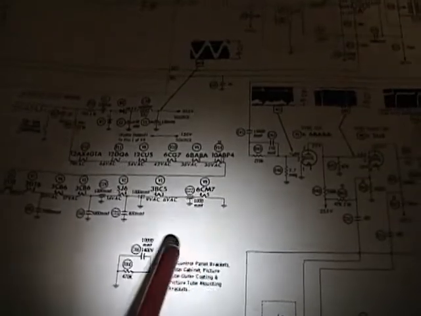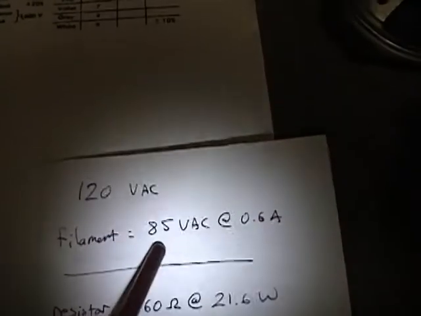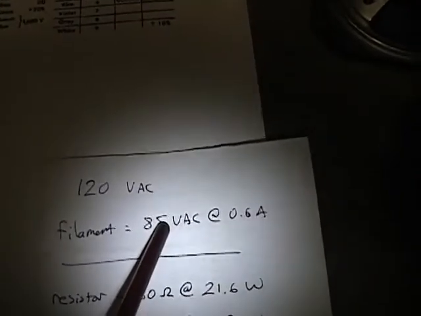As I mentioned, this is a series filament wired set. You can see that here on the schematic. Here it's ground, and then it goes through all the tube filaments and back up to the AC plug. But if you add up all these tube filament voltages, you only get 85 volts AC at 0.6 amps.